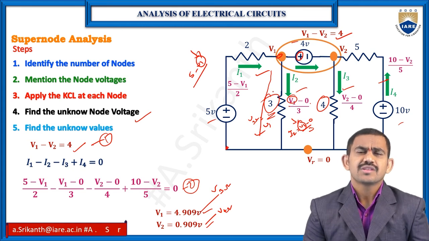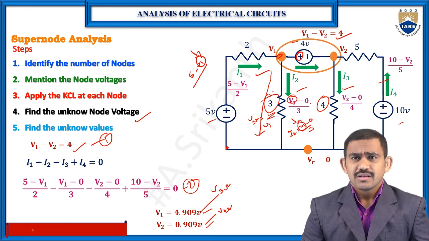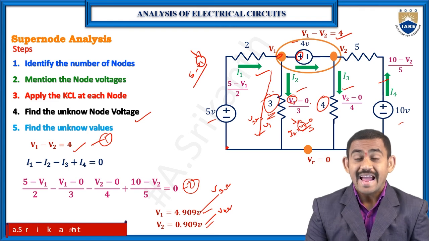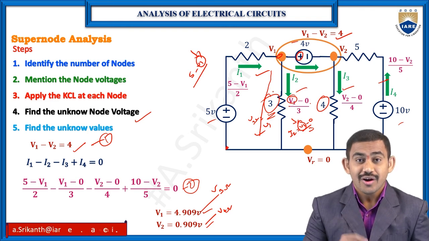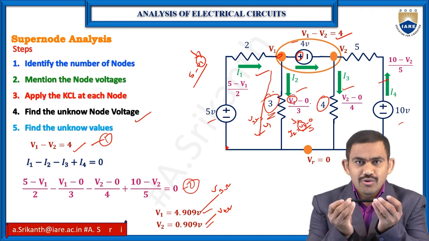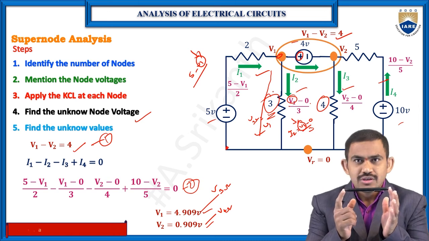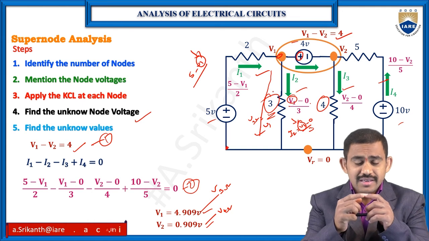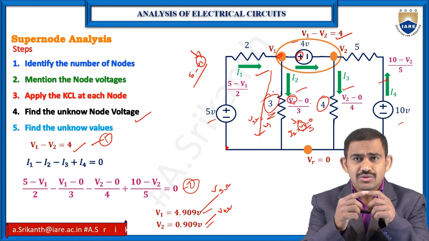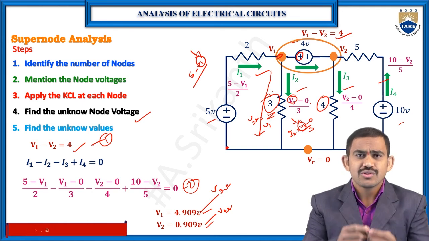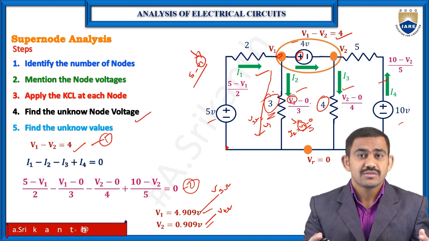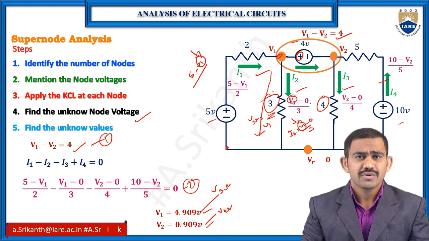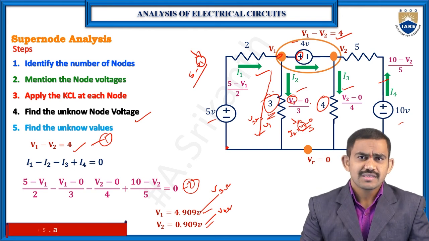So this is about super node analysis. Where we have an ideal voltage source between two nodes, you need to follow the super node technique: remove the ideal voltage source, combine both nodes, and write the equation for the ideal voltage source as well as for the super node. We get two equations. If you have 3 nodes, write 3 equations for the 3 different nodes. This is about super node analysis.